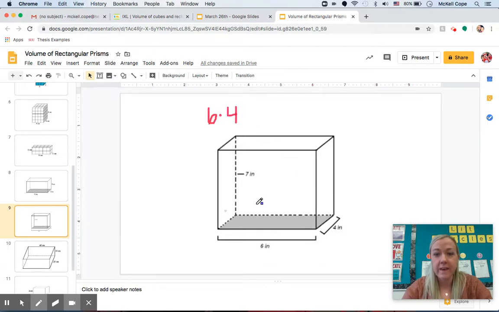And then we're going to take that layer and we're going to repeat it 7 times because there are 7 units going up. So we're going to do 6 times 4 times 7. So 6 times 4 is 24, and 24 times 7 should give you an answer of 168 cubic inches. So we write inches cubed.